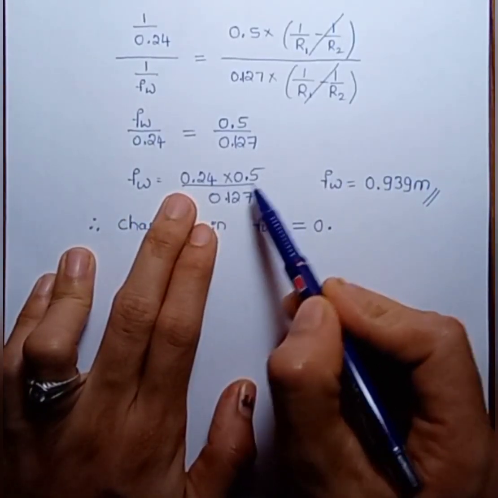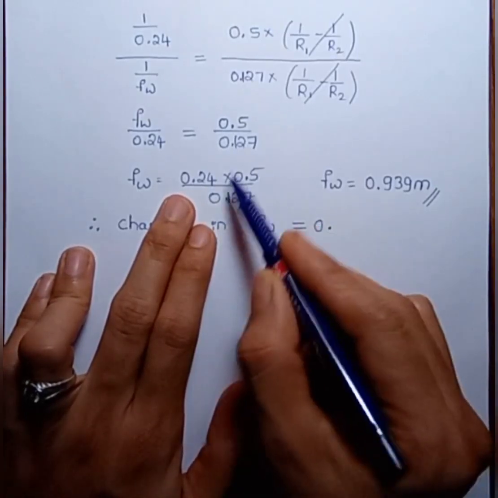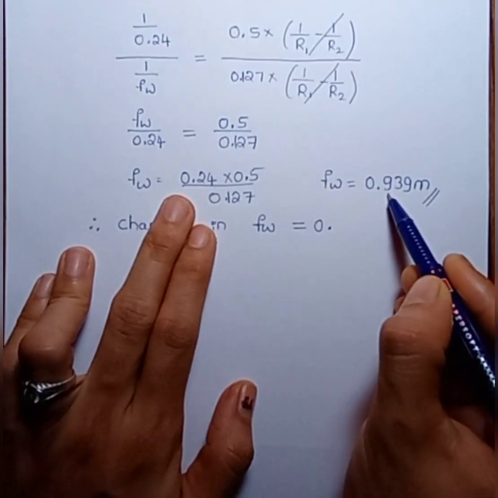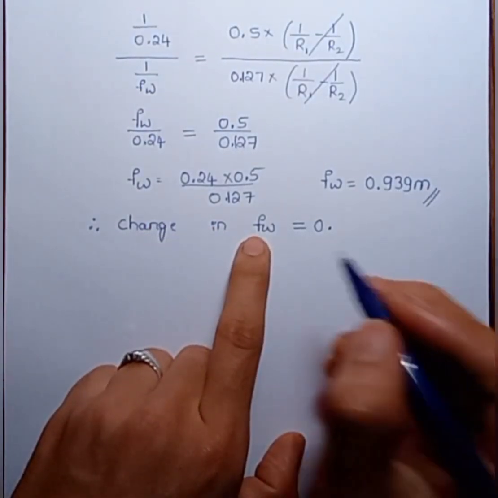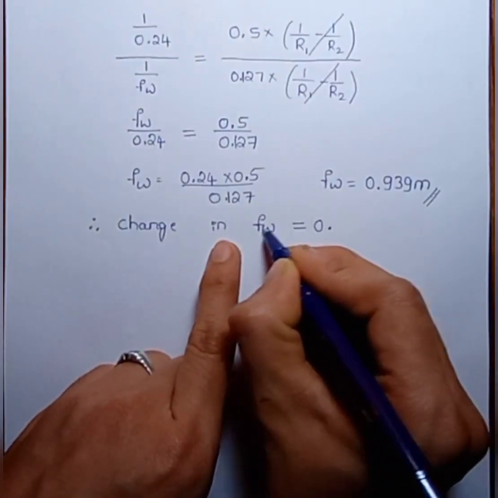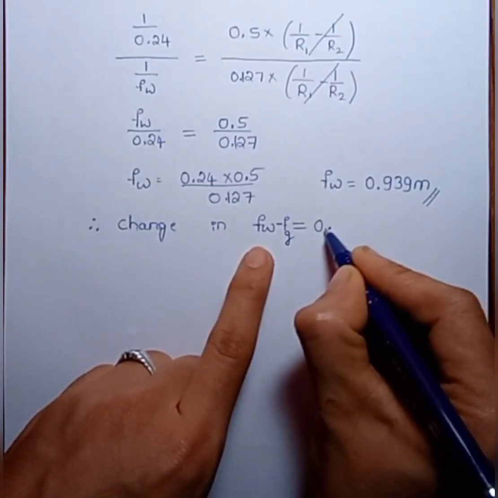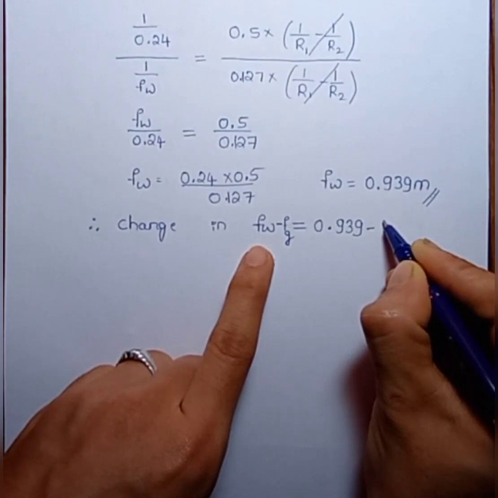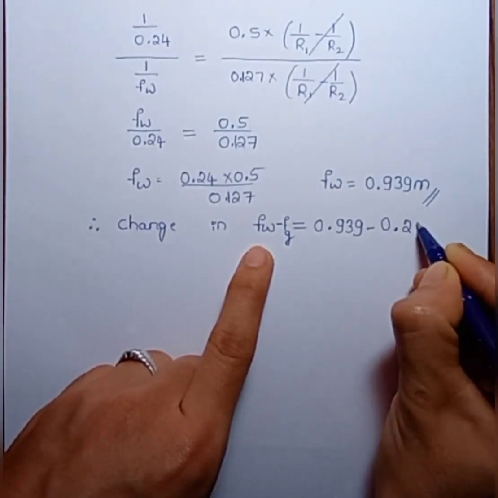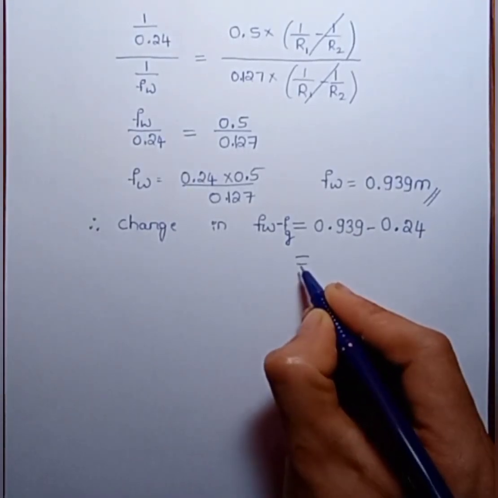0.24 into 0.5 divided by 0.127. So finally we will get 0.939 meter. So the change in focal length can be written as FW minus FG. FW is 0.939 minus FG, they already gave in the question, that one is 0.24. So finally what we will get, 0.939 minus 0.24.